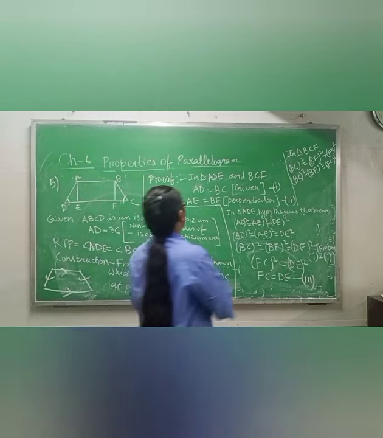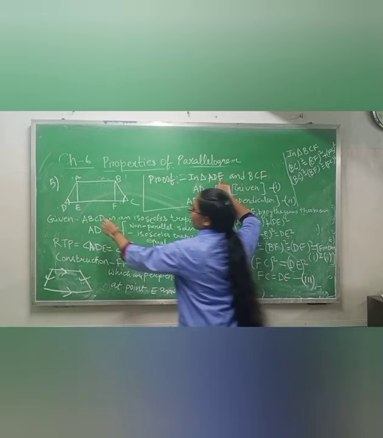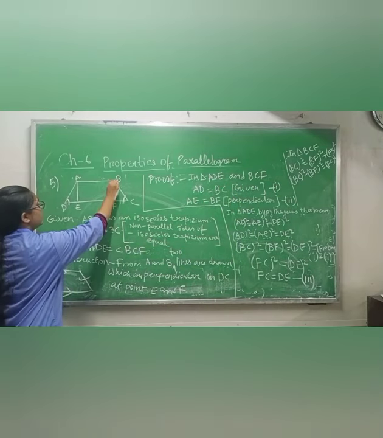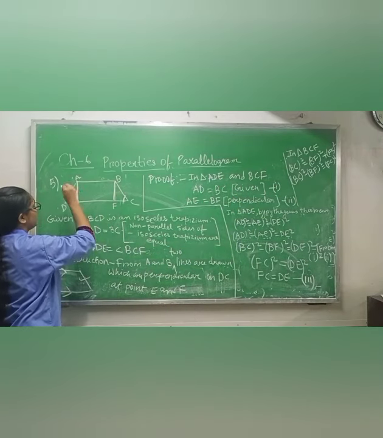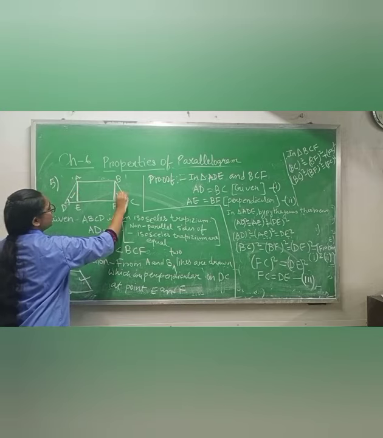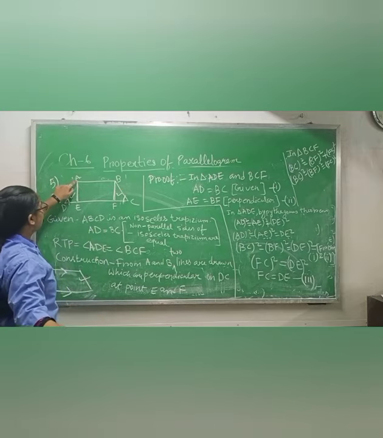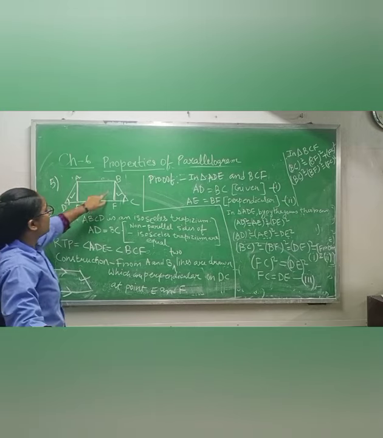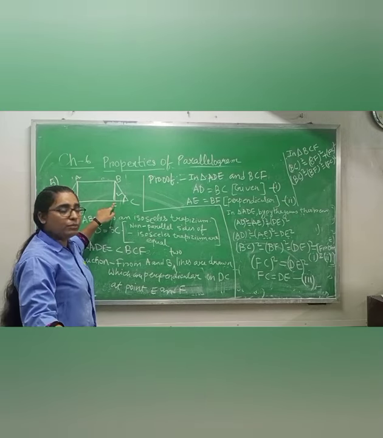Okay, now prove. In triangle ADE, which triangle am I doing? Why have I made this construction? To take this triangle and this triangle. So I have taken triangle ADE and triangle BCF. Two triangles I am taking.